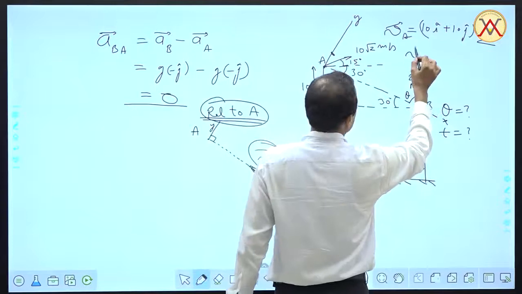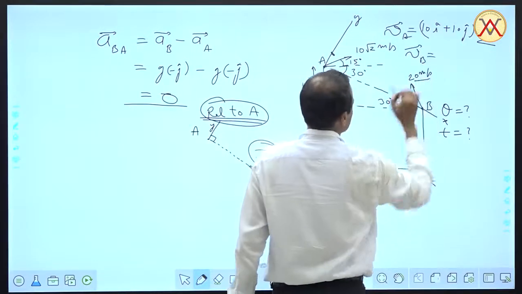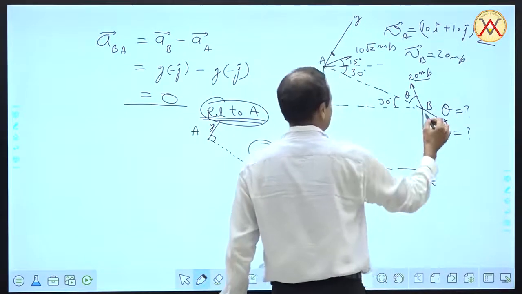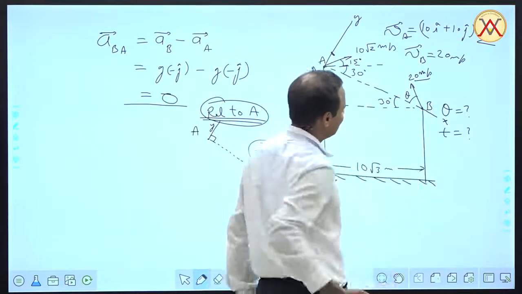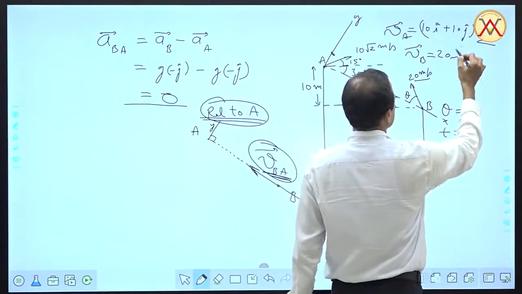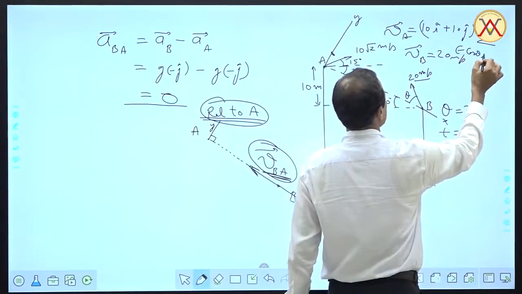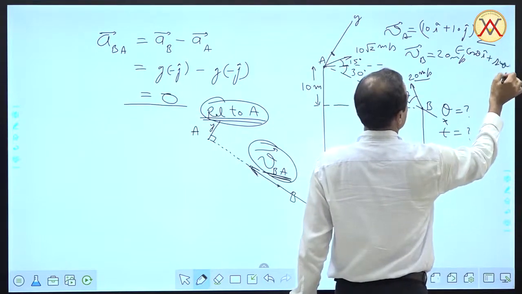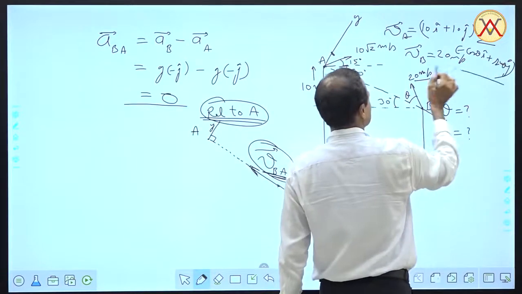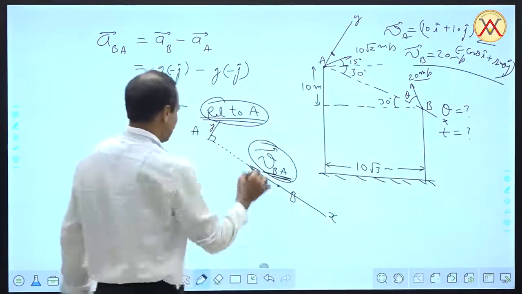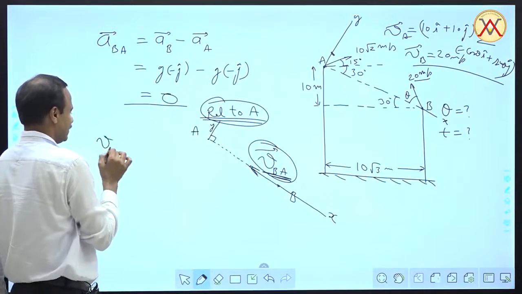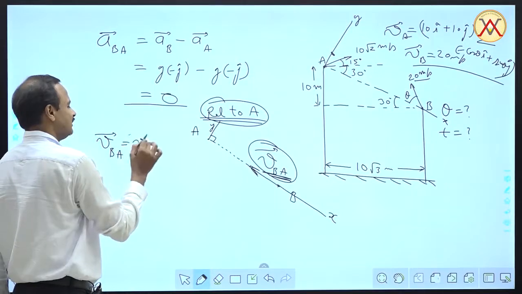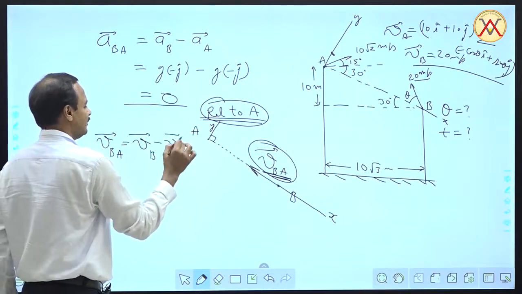Velocity of B, I can write as 20 meters per second in magnitude, and it is making angle theta with the negative x direction. So it is minus cos theta i cap, and the y component is of course positive, plus sin theta j cap. So this is your VB vector. What we need here is the VBA vector. So velocity of B with respect to A we know is VB vector minus VA vector.